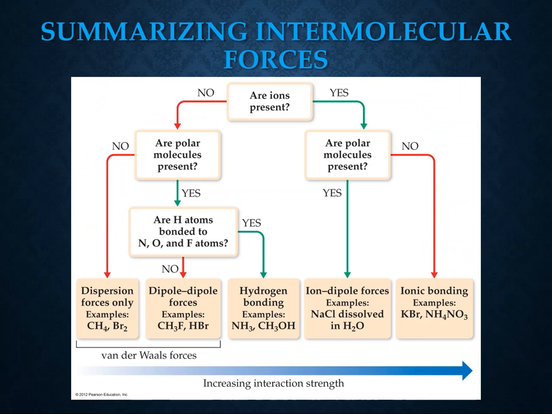Now, summarizing all the forces in our nice chart. This is a good way to refer to them and figure out which type of force a chemical species has. Are there ions present? If there are ions present, are there polar molecules present as well? If so, then we're talking ion-dipole forces. If no, then you're just talking about regular ionic bonds, the Coulombic attractions, the lattice energies. And this, of course, is way stronger than anything else on this table.